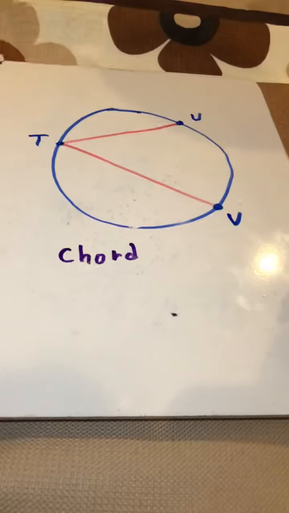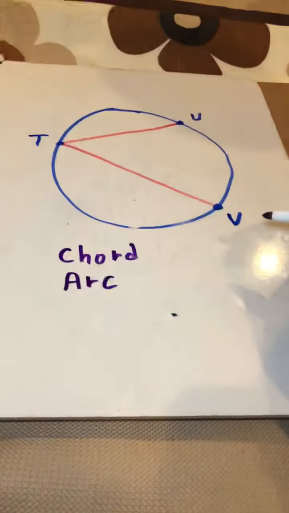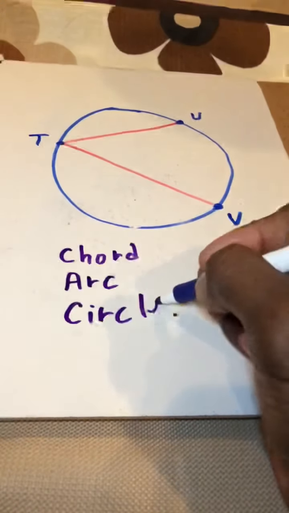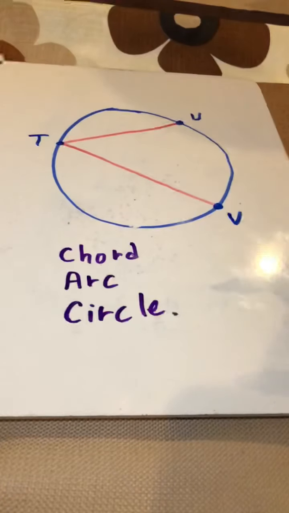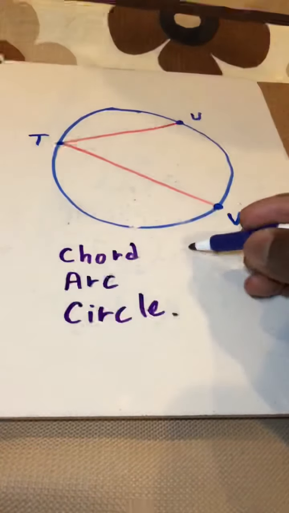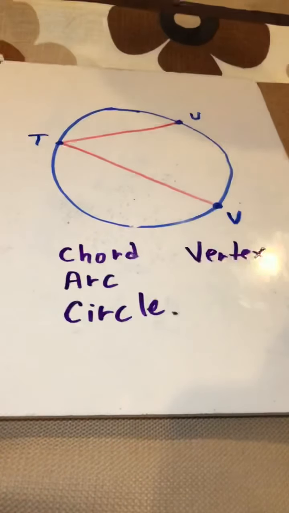I'm going to write the word arc. I'm going to write the word circle, obviously. And you could come up with any other words. There are several other words you could have come up with. You could have come up with point. You could have come up with vertex. Those are four more words, not the most important words.